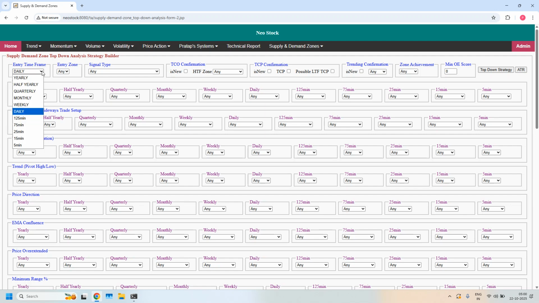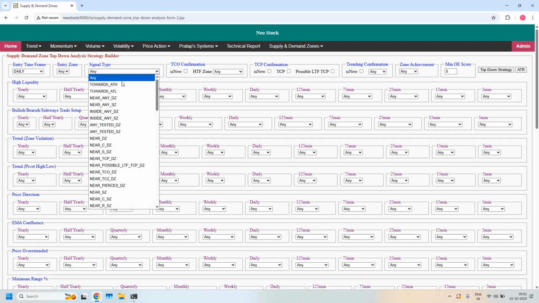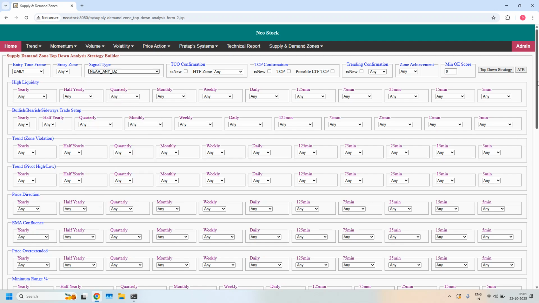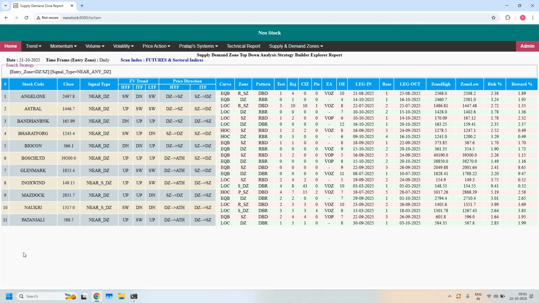Okay, first daily time frame. Stocks near to the daily demand zone. We got 11 stocks. Let us identify high liquidity daily demand zones from this list.